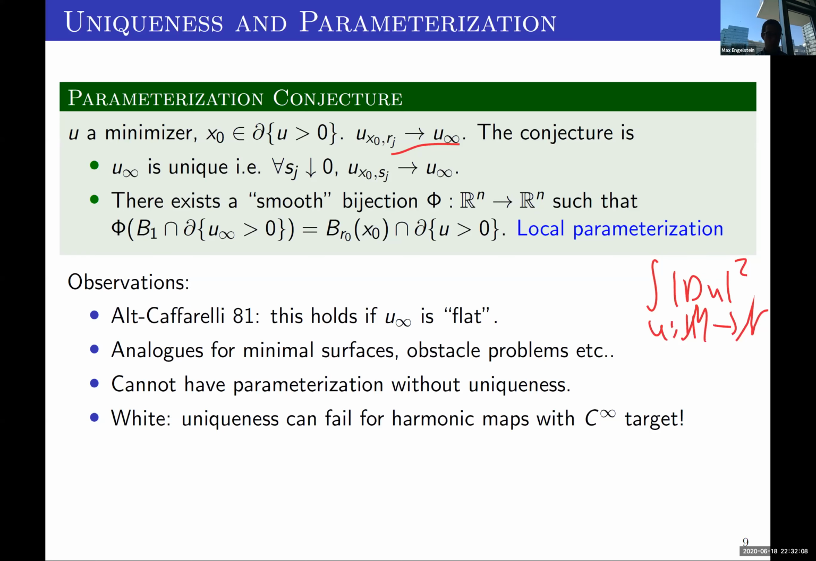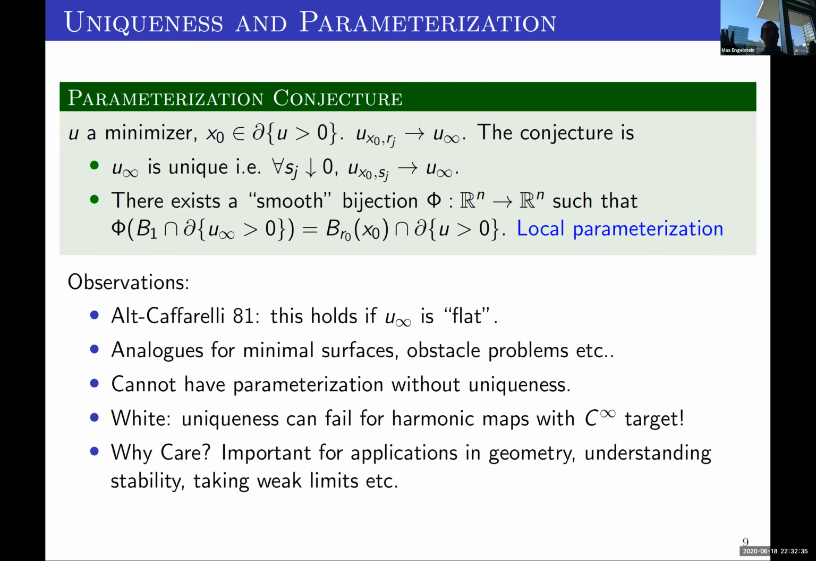You can have a harmonic map which has a singular point at the origin and has a continuum of different blowups at that singular point. So you get different blowups, you get different u_infinity depending on the scales that you zoom in on. It's like a fractal-like structure almost, right? Okay, so this is a really serious issue. I mean, uniqueness of blowups can fail in certain situations. And why should you care about such a parameterization, such a conjecture?